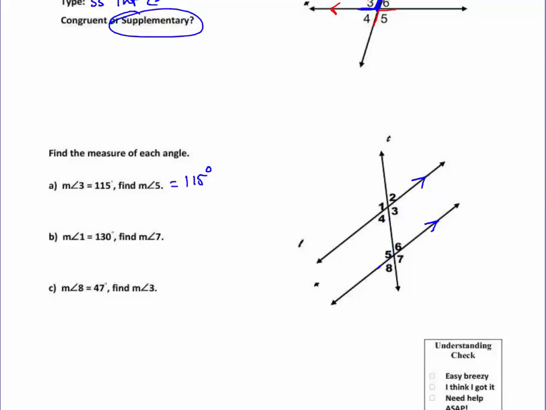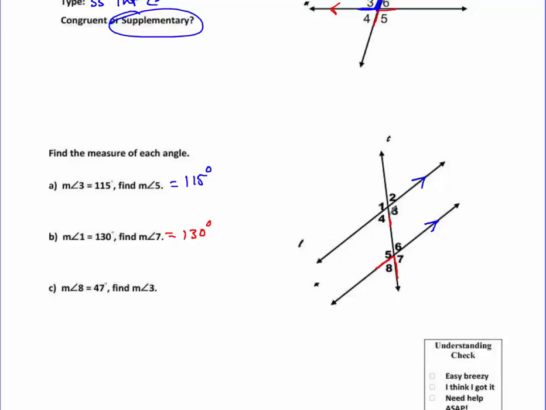Make a little sense? So now let's look at angle 1. Measure of angle 1 right here, 130 degrees. Find the measure of angle 7. Obtuse, obtuse. Alternate exterior angles are congruent, so it's 130 degrees. Now we come down to the measure of angle 8. Measure of angle 8 equals 47 degrees.